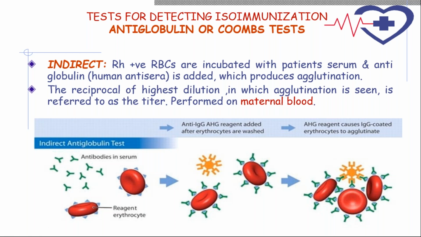And the reciprocal of the highest dilution in which agglutination is seen is referred to as the titer. So the greater the titer, it means a greater dilution we had to do. Hence, we can infer that the quantity of antibodies was more in that woman where the ICT titer is raised. And this is performed on maternal blood.